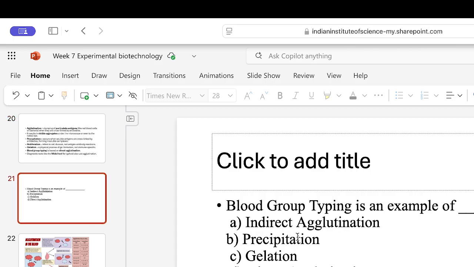So this brings us to the next question. In this blood group typing, is it indirect agglutination or direct agglutination? How do we identify the blood group? Now that we know that blood group typing is based on agglutination and not precipitation and gelation, we can exclude the other options. But is the type of agglutination direct or indirect?